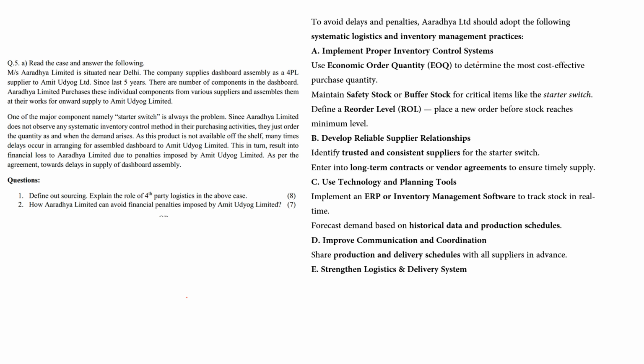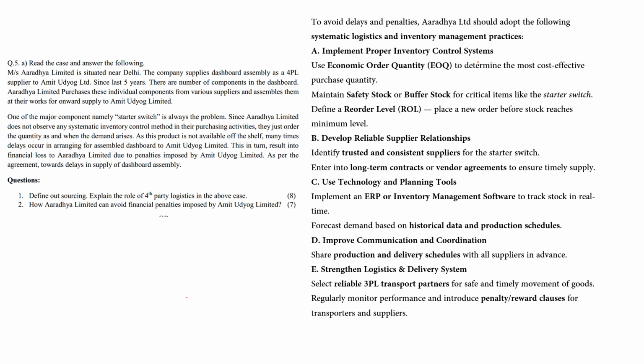And lastly, strengthen logistic and delivery systems. Select reliable 3PL transport partners for safe and timely movements. And these are all common answers that can be used anywhere in logistic answers. Whenever 3PL, 4PL answers are asked, this is what you all can use. And lastly, regularly monitor performance and introduce a penalty and reward clause for the transporter and the supplier. So this is how you all have to answer the second question. You all can go through it once.